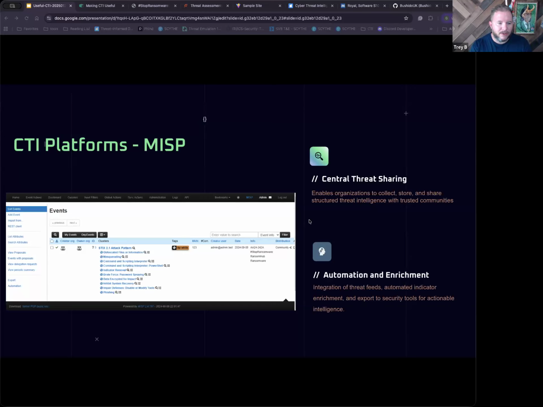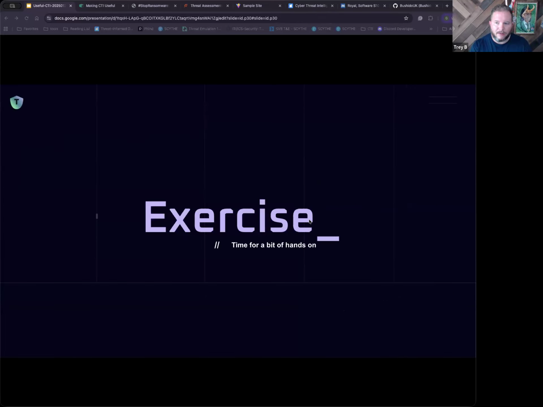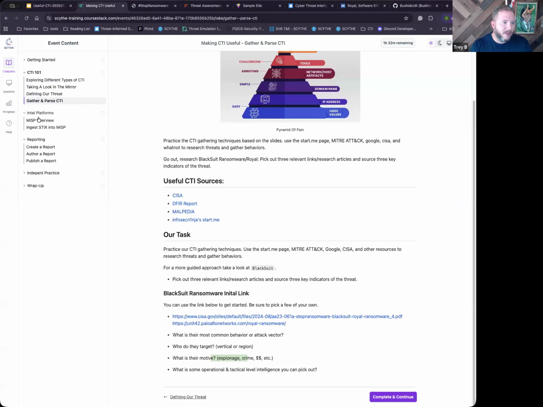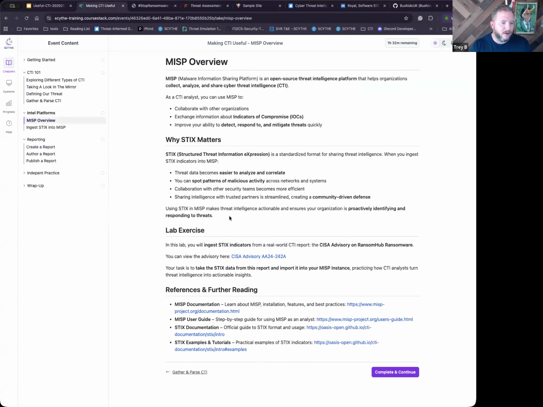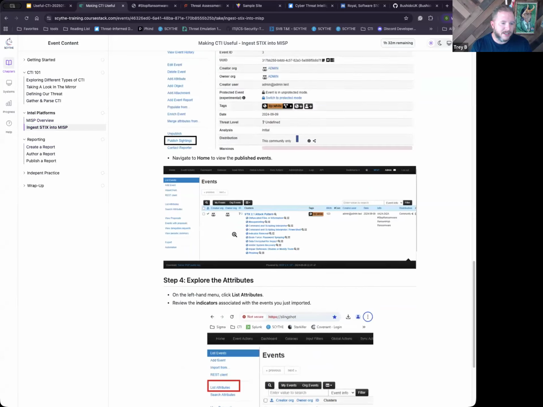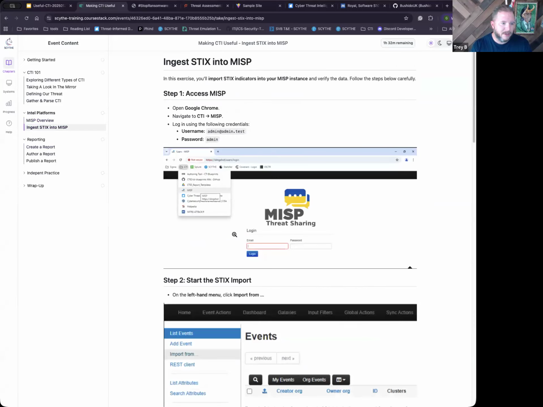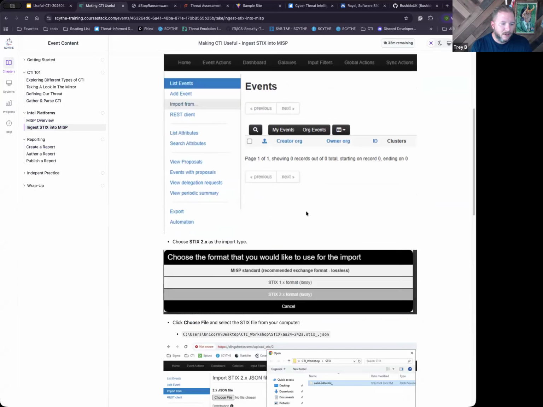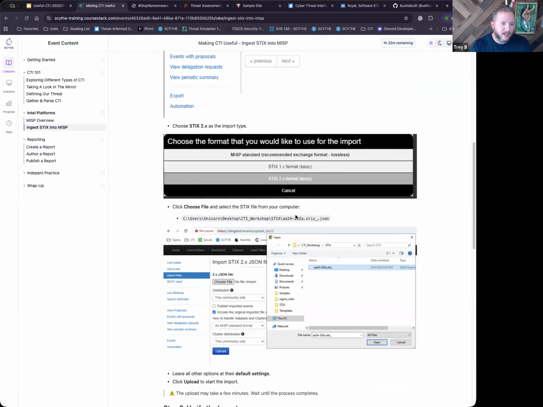I'm not going to show this one to you too much because you're going to get a chance to play with it right now. In the lab environment under Intel platforms, you'll see there's a quick overview on MISP, and then there's an exercise ingesting some STIX into MISP. So what we can do here is log into the lab environment. On your desktop, you should see a folder called CTI Workshop that's already got some STIX files for you.